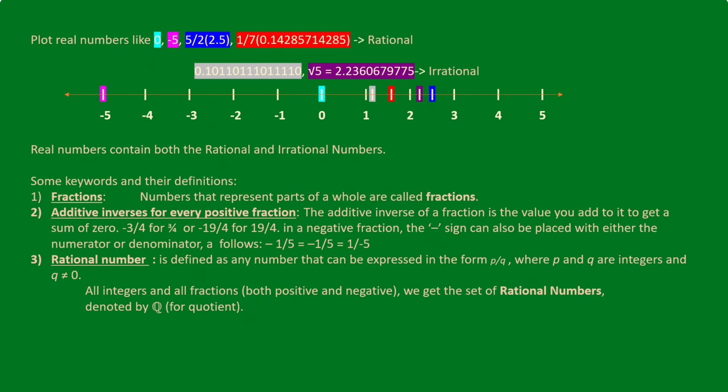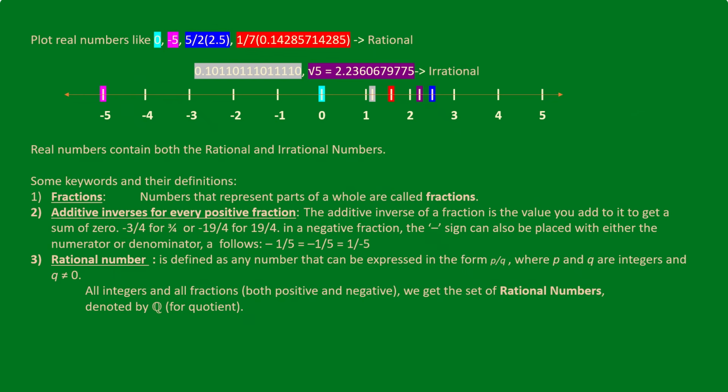We have already seen how to plot the positive integers, negative integers, 0. All these come under the real numbers. The rational and the irrational also come under the real numbers. But those rational and irrational numbers lie on the number line between any two integers. So the real numbers contain both the rational and irrational numbers.